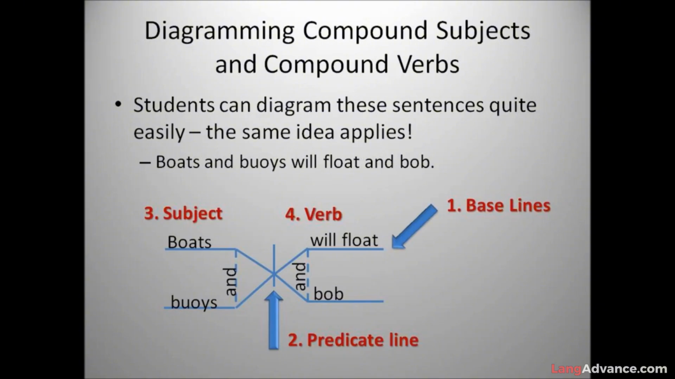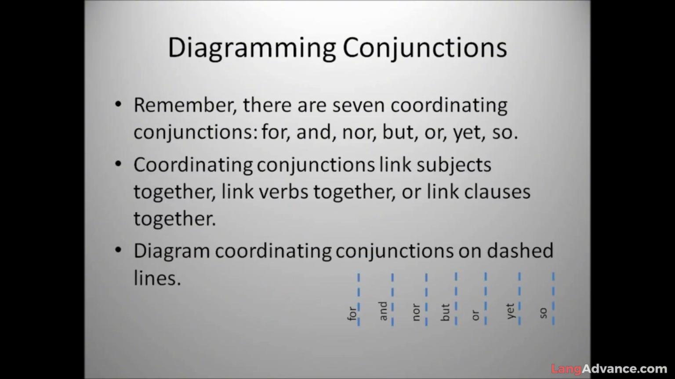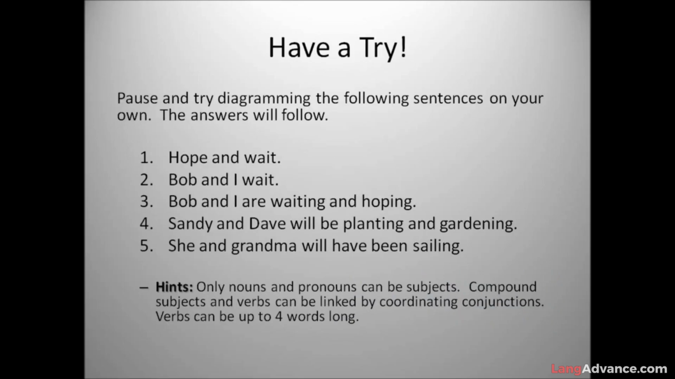So remember, there are 7 coordinating conjunctions: for, and, nor, but, or, yet, and so. They link subjects together, and they can link verbs together, or they can link clauses together. You can diagram coordinating conjunctions on dashed lines that join the two split baselines: for, and, nor, but, or, yet, and so. Okay? So if you think you got it, go ahead and have a try.